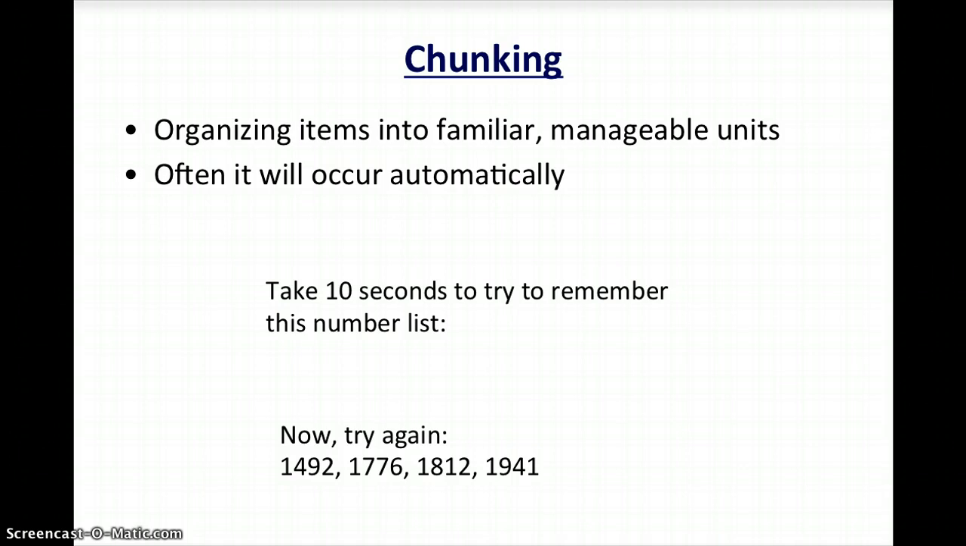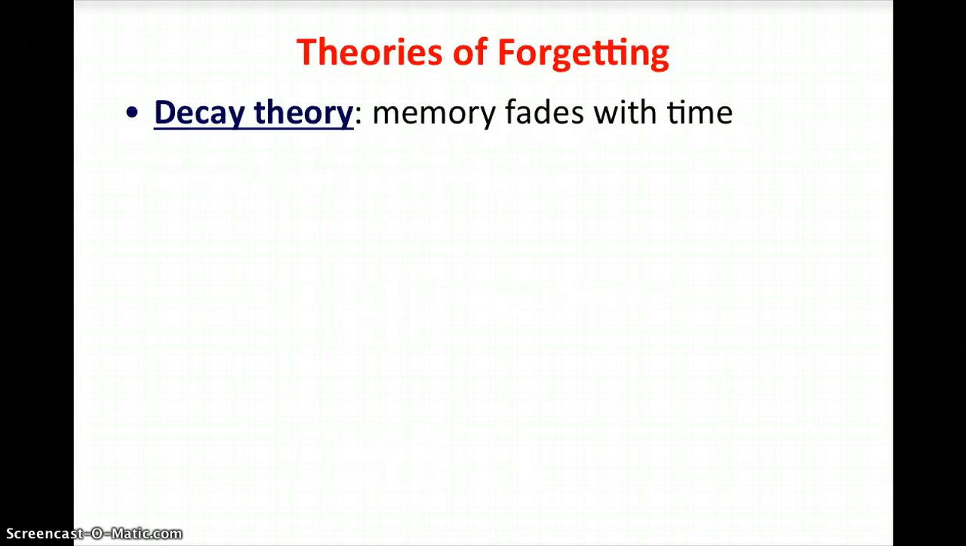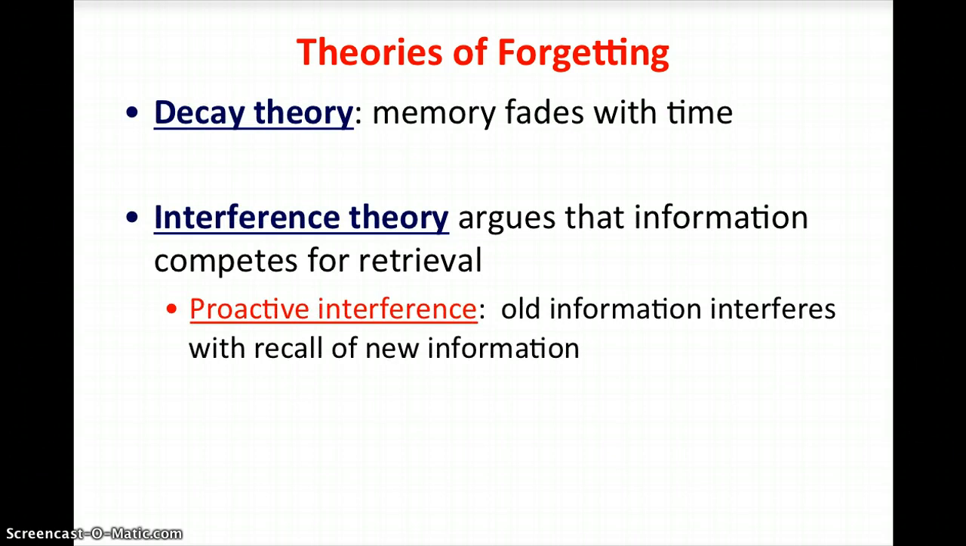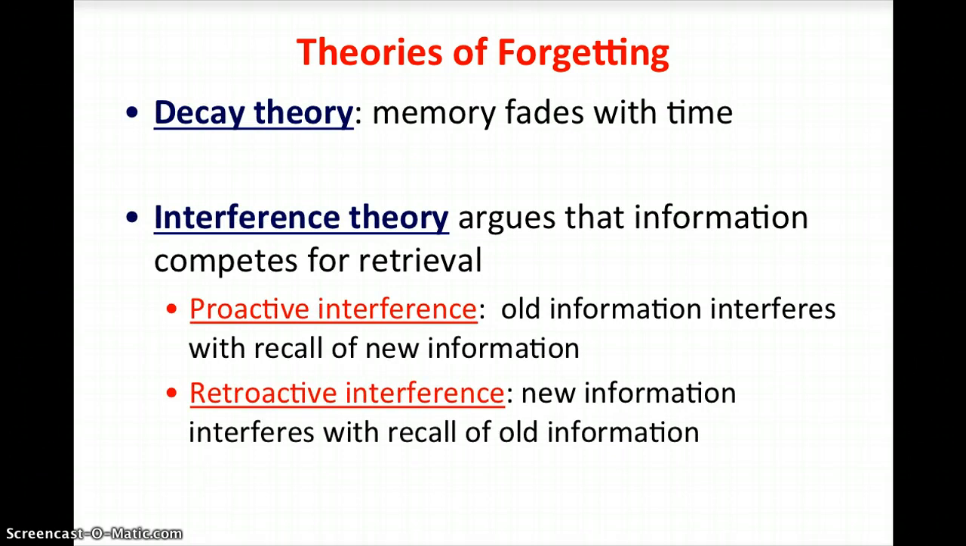And it should have been easier when you have it chunked together. All right, now there's several theories of why we forget. The first one is the decay theory, that your memory just fades over time. The whole idea, you don't use it, you lose it. You have other memories that you just don't have because they've faded away. You haven't thought about it in a long time. You haven't had the right cue to pull that out of your long-term memory.